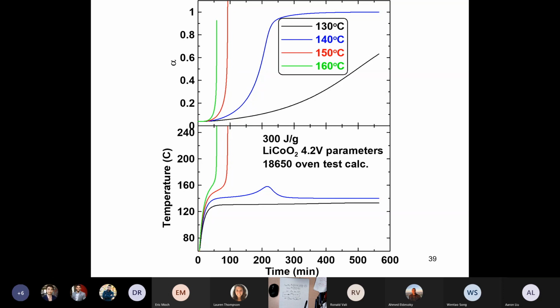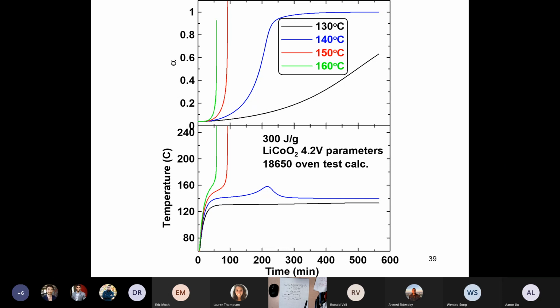Okay. Any more questions about this? So is there any advantage to doing ARC versus a conventional bomb calorimetry experiment where you can also increase the temperature and monitor the change in heat? Why are we using this big bulky ARC instrument compared to a conventional bomb calorimeter? Well, a bomb calorimeter doesn't give you any information about kinetics.